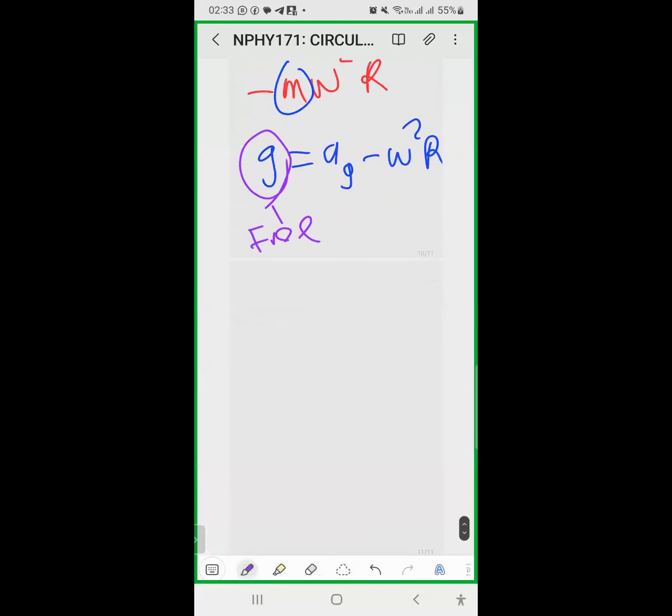So this g is what we refer to as the free fall acceleration, and this g is the gravitational acceleration, and then this one is the centripetal acceleration. Okay, so now this is the context of a free fall acceleration. That's what I wanted to introduce by doing this.